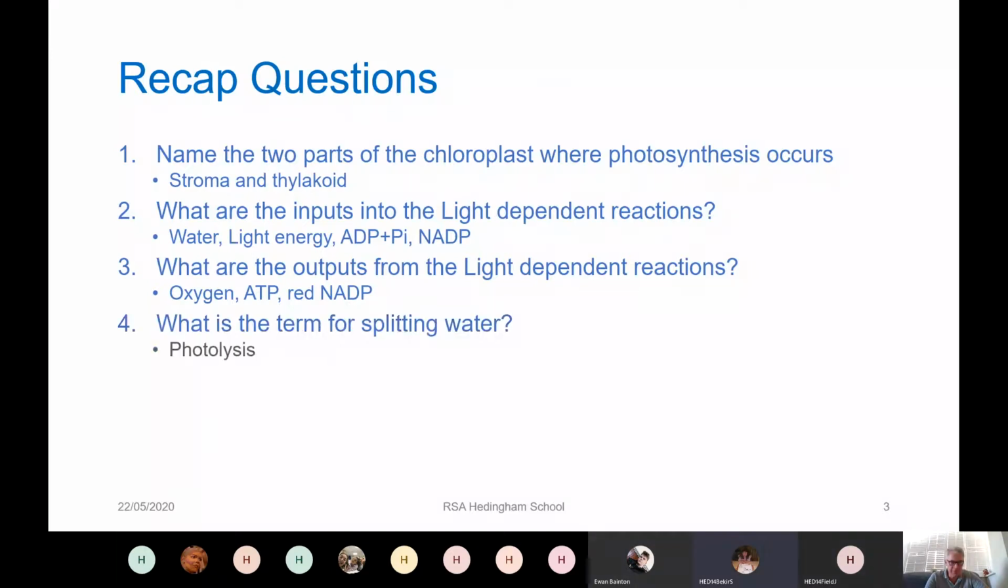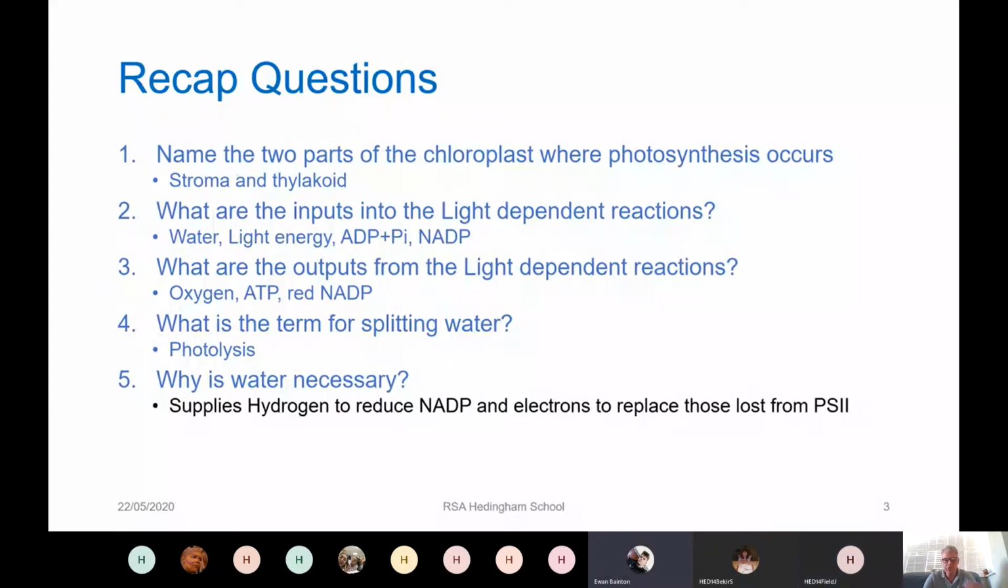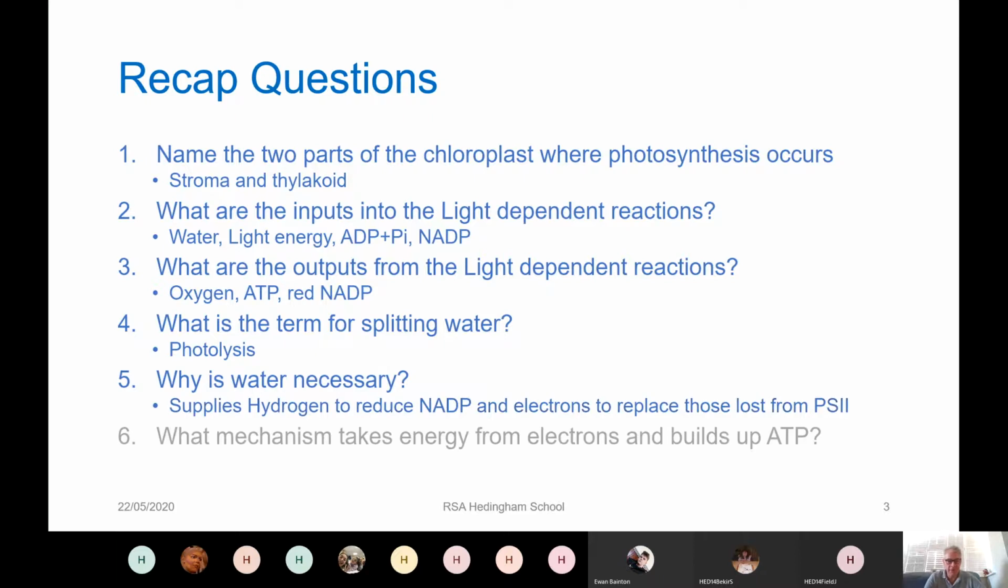Photolysis. Well done. Photolysis, yeah. And why is water necessary? What does it supply? Hydrogen. Yeah, it supplies hydrogen to reduce NADP, and electrons to replace the electrons which are lost by PS2, because they go to PS1, and PS1 electrons are picked up by NADP.